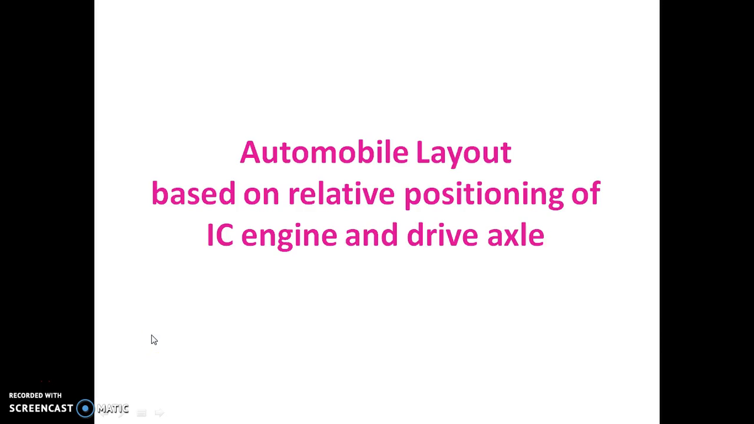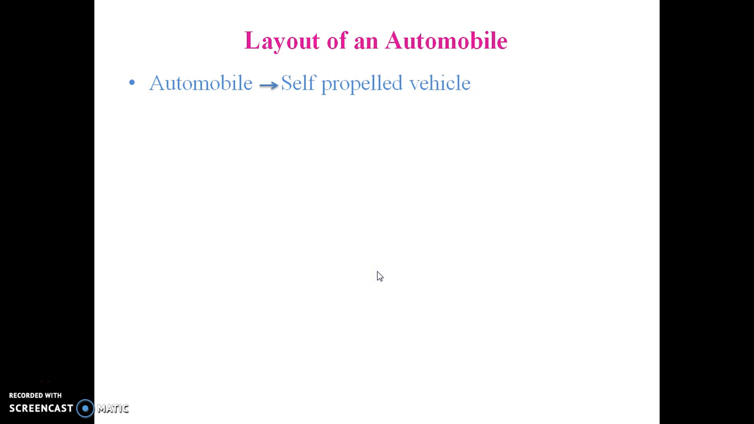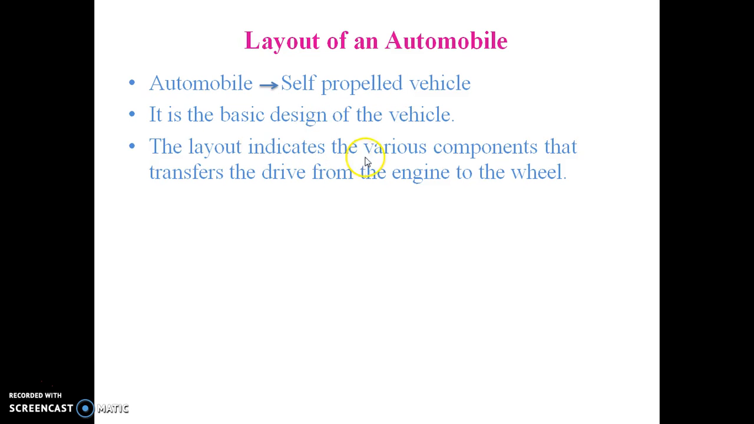Hello everyone. In this session, we are going to discuss the automobile layout based on relative positioning of IC engine and the drive axle. Before we start, let's see what is automobile. The automobile is a self-propelled vehicle in which the power is developed within the vehicle itself. So the layout of an automobile is the basic design of the vehicle in which the various components transfer the drive from the engine to the wheel.